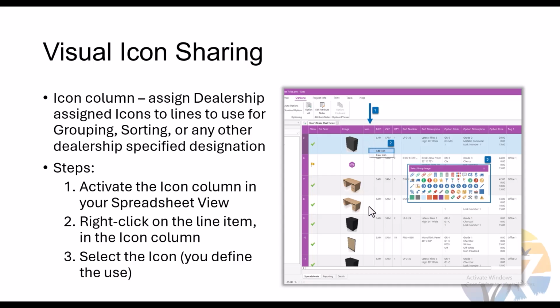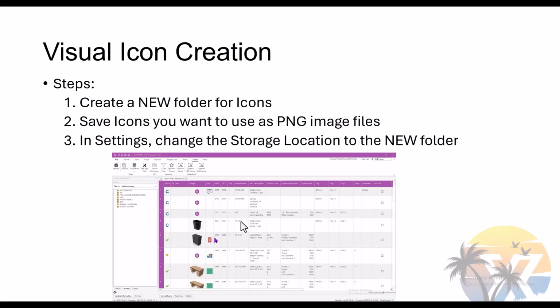So the first thing you're going to need to do is make sure that you have your icon column turned on here in Spec. Then you will right click in that icon column to get this little pop-up menu. Select add icon and your group images here will come up. You can use these to group and sort and designate lines with a particular meaning if that is what you would like to do.